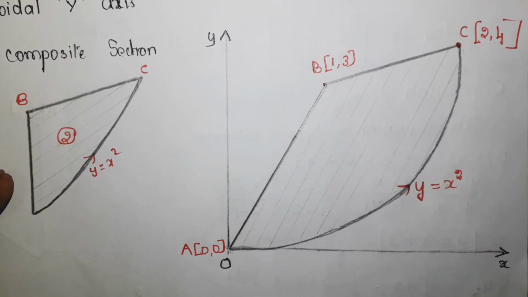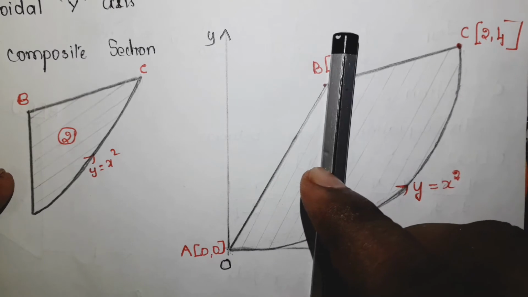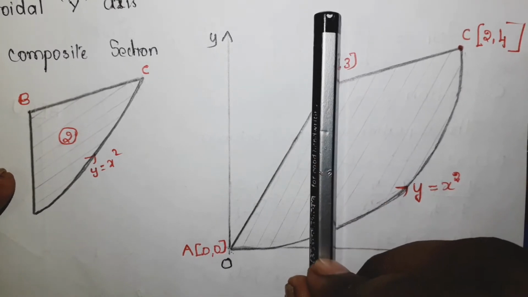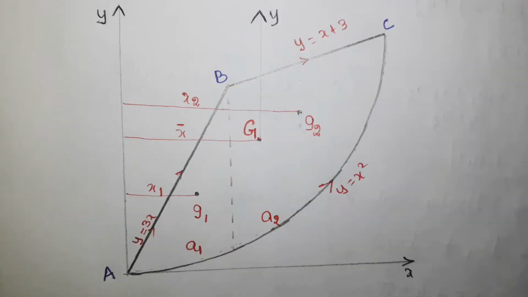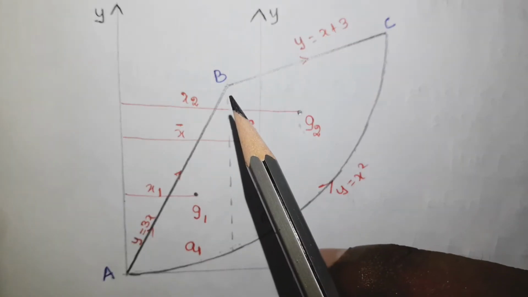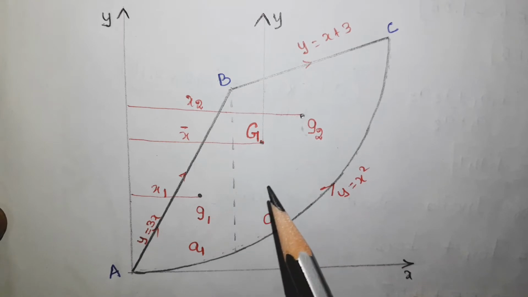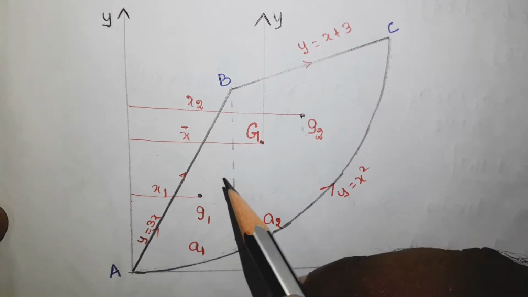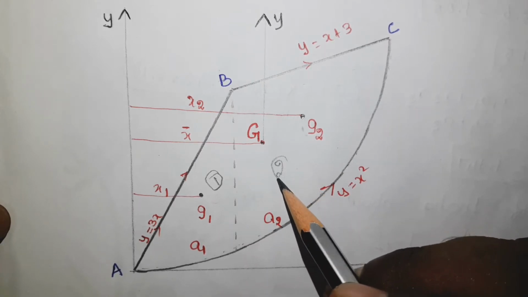Now let us divide this section into small sections. For that I am going to draw a line through the point B in the vertical direction. Now a vertical line is drawn from the point B. It divides this composite section into two sections. So this is the first one and this is the second one.